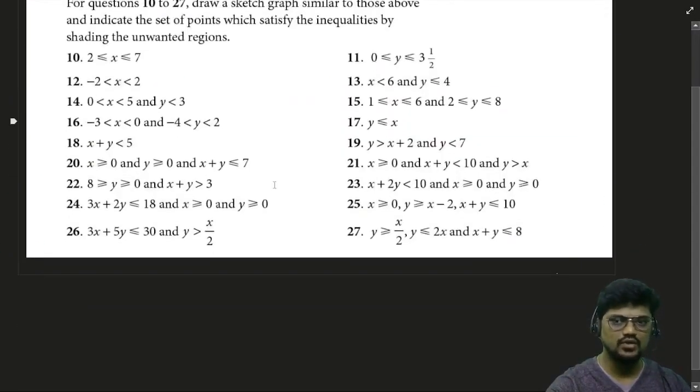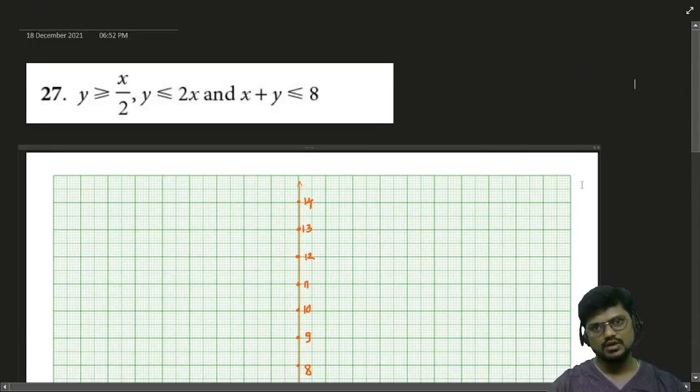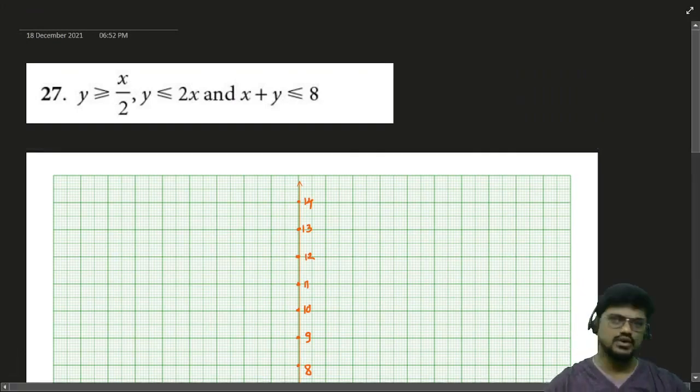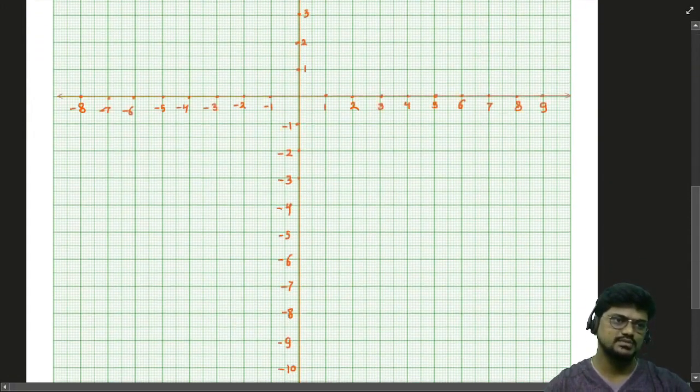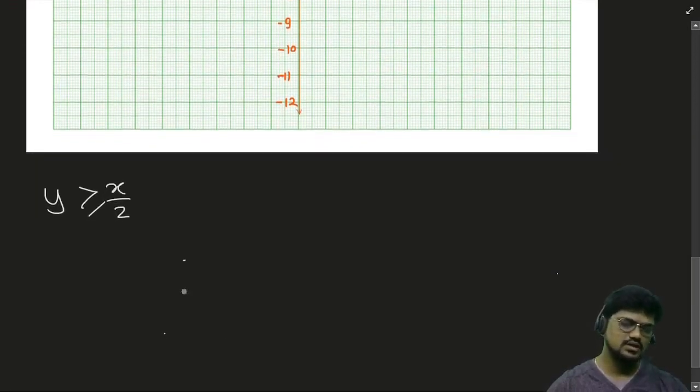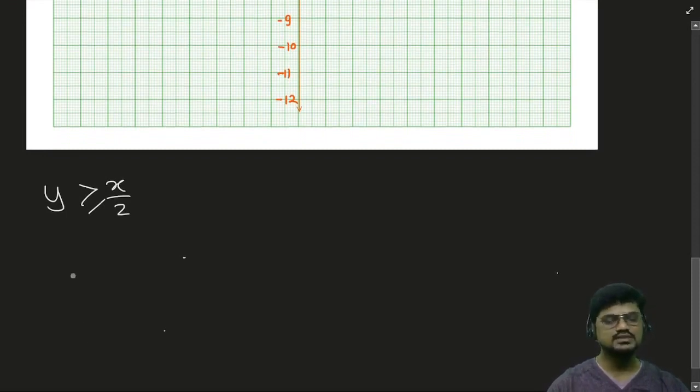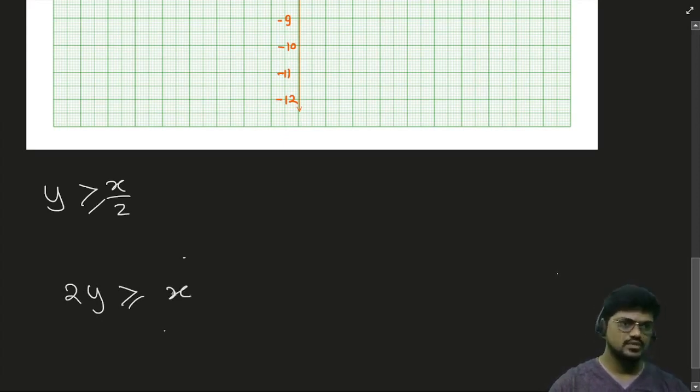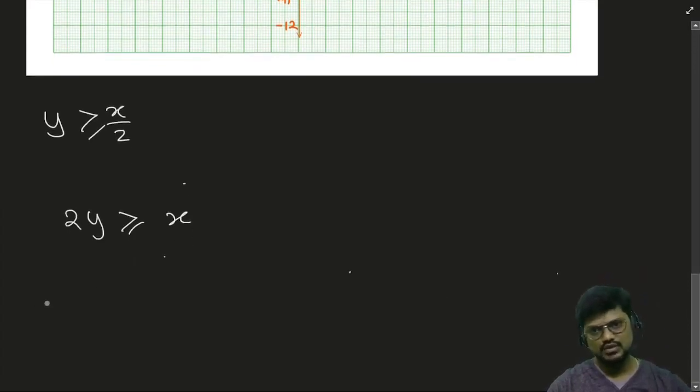Now you take a trial of one. If I ask you to solve this 27th, what values do you have? Y is greater than or equal to x by 2, right? So what will you do? To make this line, you can write it as 2y is greater than or equal to x. Now to make this line, what will you do? You'll take the points.